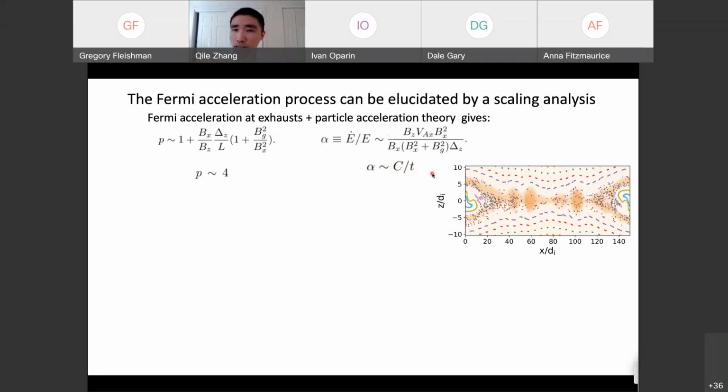And so, yes. Chile, I have a question about, this is Mark Swisdak. I have a question about your p scaling. For a given run, L is constant, but delta Z I would expect to increase as the run goes on. Yes. Which, according to the scaling, means that p should actually increase as the run goes on. But I thought it was the other way. I thought p tended to decrease, that the spectra got harder as the run went on. Am I missing something here? It gets harder just at the beginning.